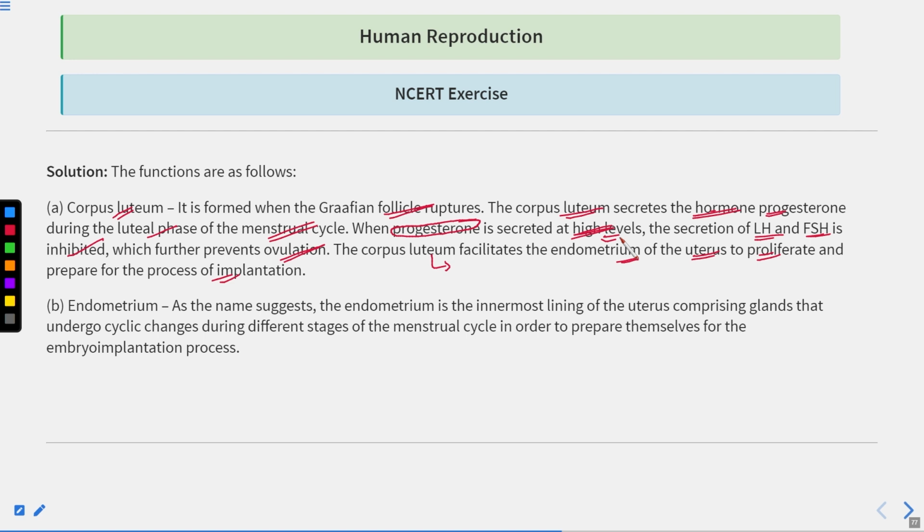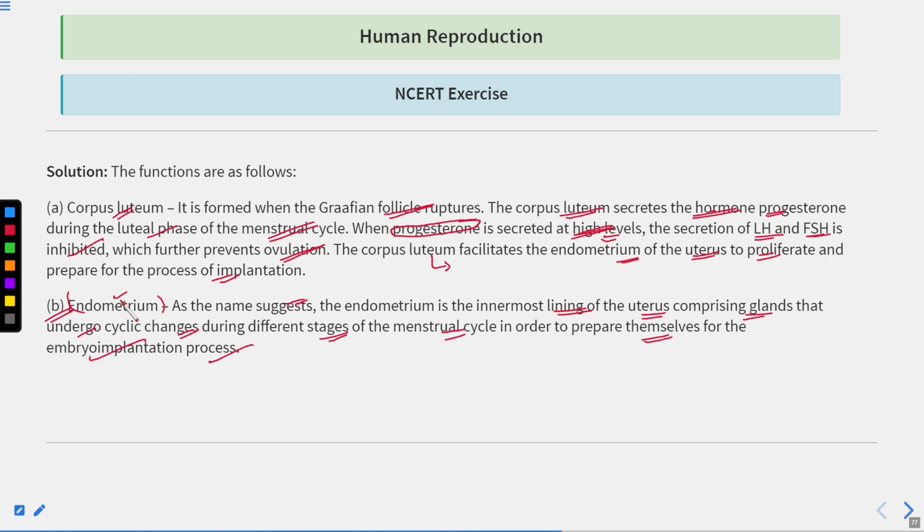Clear? Now, let's talk about the endometrium. As the name suggests, endometrium is the innermost lining of the uterus, comprising glands that undergo cyclic changes during different stages of the menstrual cycle in order to prepare themselves for the embryo implantation process. So the thickness of the endometrium varies. It is thinnest during the menstruation phase and it is thickest during the luteal phase.